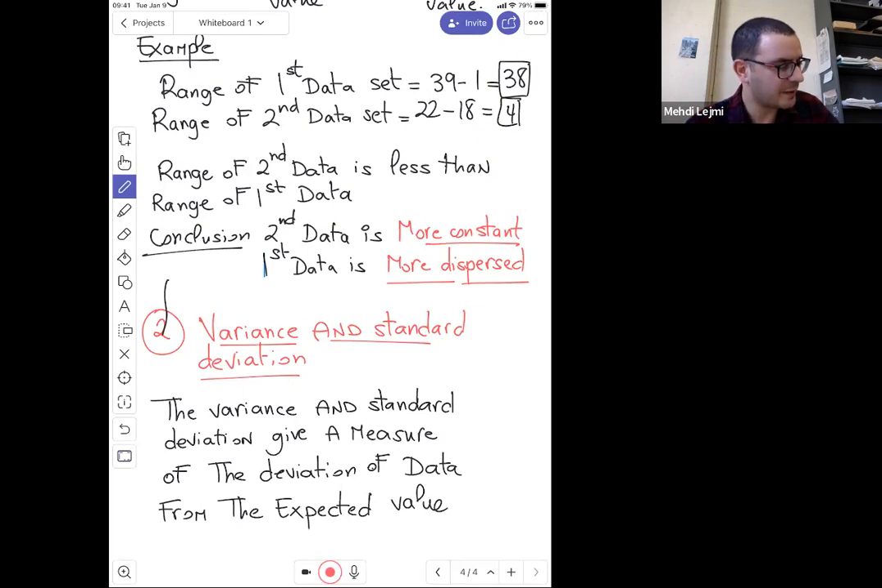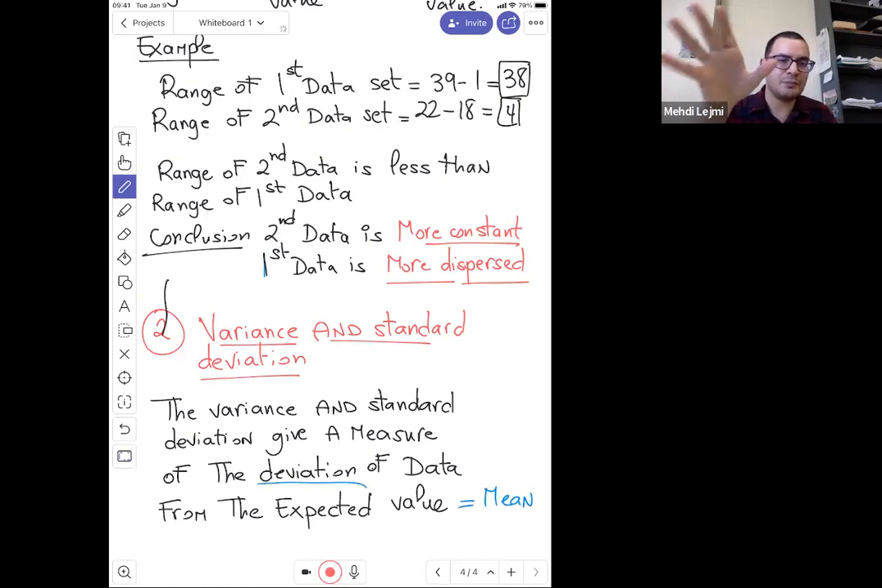So the expected value, it's actually the mean. So when I say here deviation of data from the expected value, again, the idea is when you have data values, you have numbers. When you pick a random number, then the value you expect is always the mean. That's supposed to be the mean. So the mean is what you expect when you pick a random number, okay?